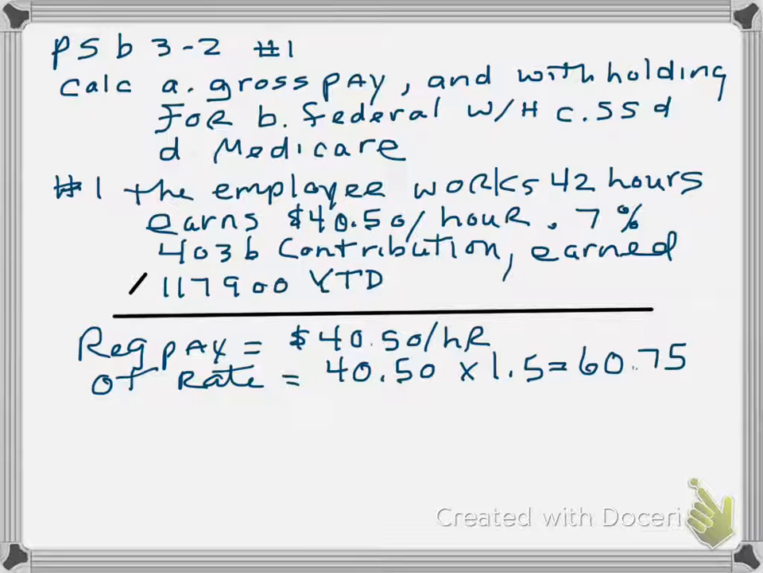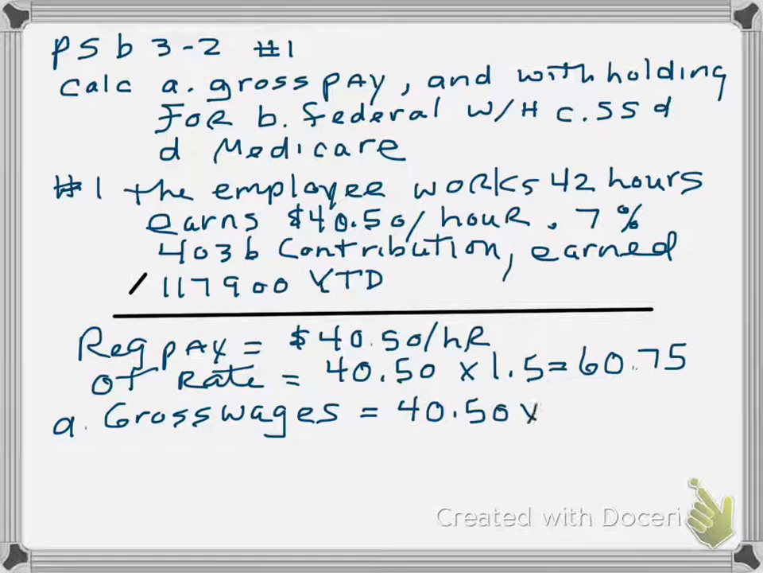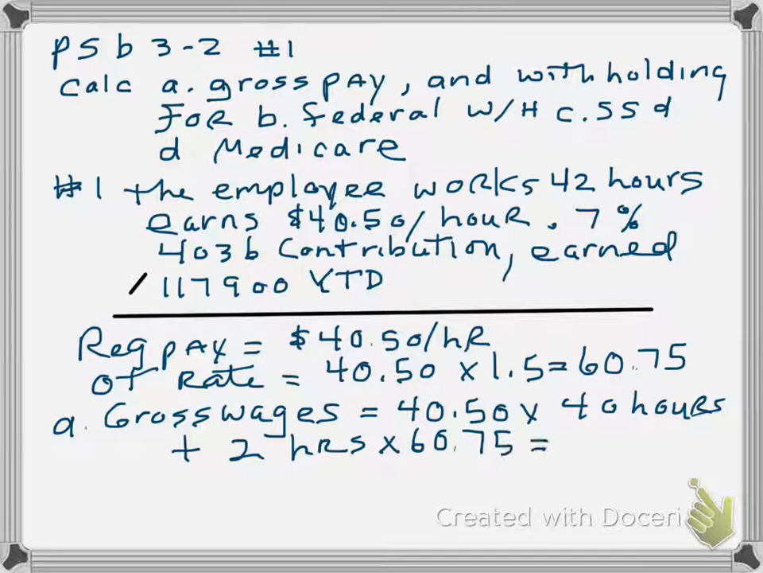So for what I called Part A, the gross wages, this employee has earned $40.50 times the 40 hours plus 2 hours of overtime times the $60.75. So I come up with earnings of $1,741.50.